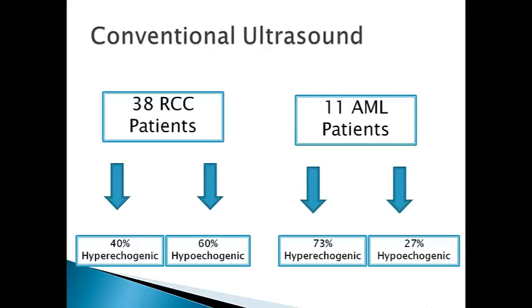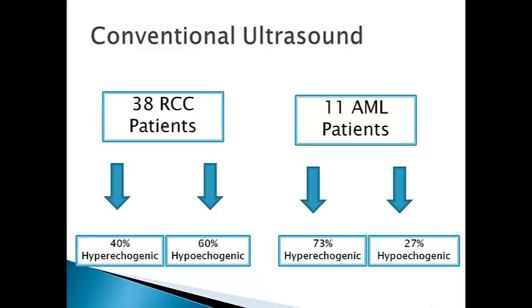So in this study, there were 49 total patients. They had 38 with renal cell carcinoma and 11 with AML. They first used conventional ultrasound on both sets of patients to see the findings, and what they found was in line with what the literature says: 60% of these patients with small renal masses that had renal cell carcinoma had hypoechogenic findings, which is what you would expect as the more typical presentation on ultrasound of a renal cell carcinoma.